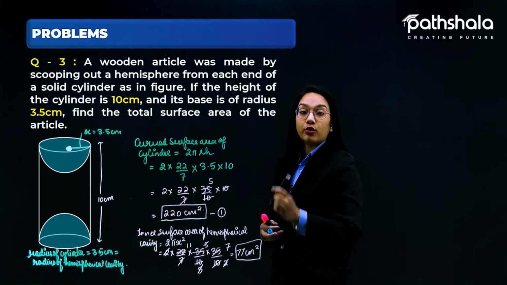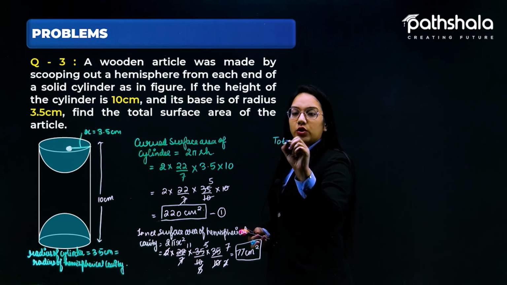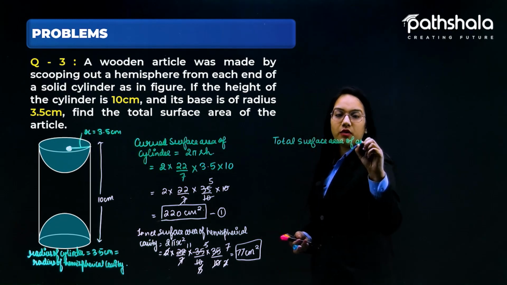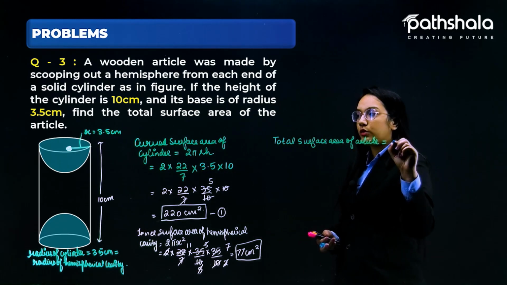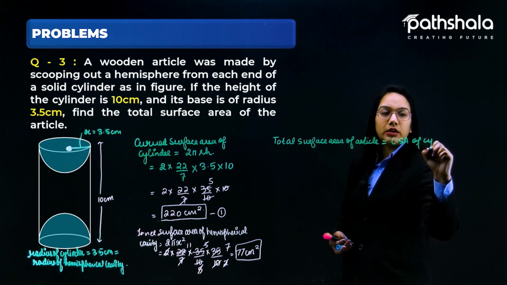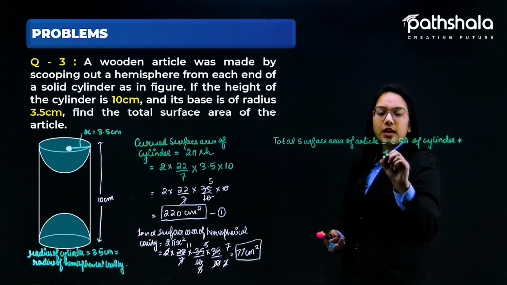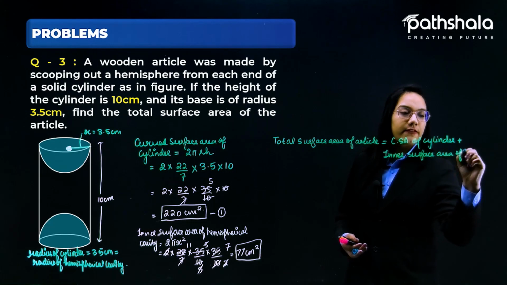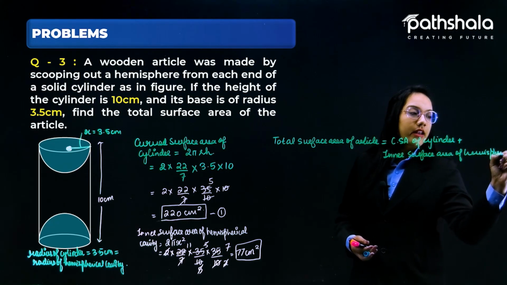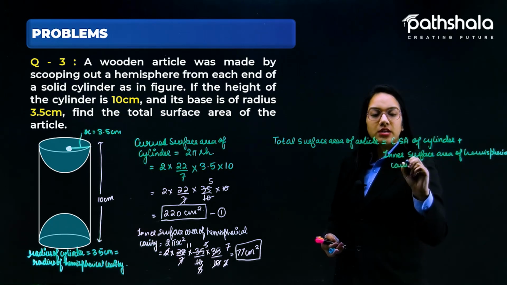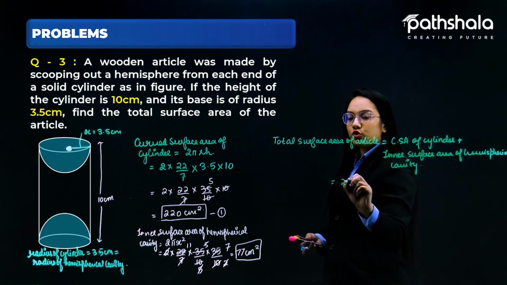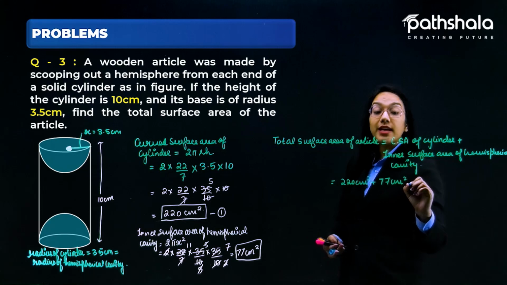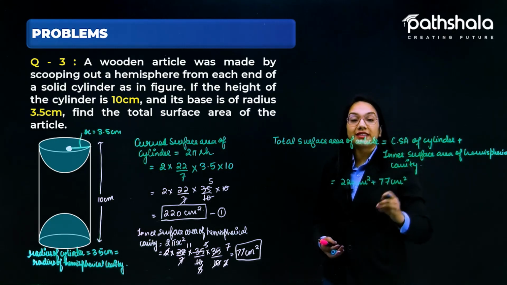Now further, we have to find the total surface area of the article. The surface area of the article is equal to the CSA of the cylinder plus the inner surface area of the hemispherical cavity. So this is equal to 220 centimeter square plus 77 centimeter square plus another 77 centimeter square.